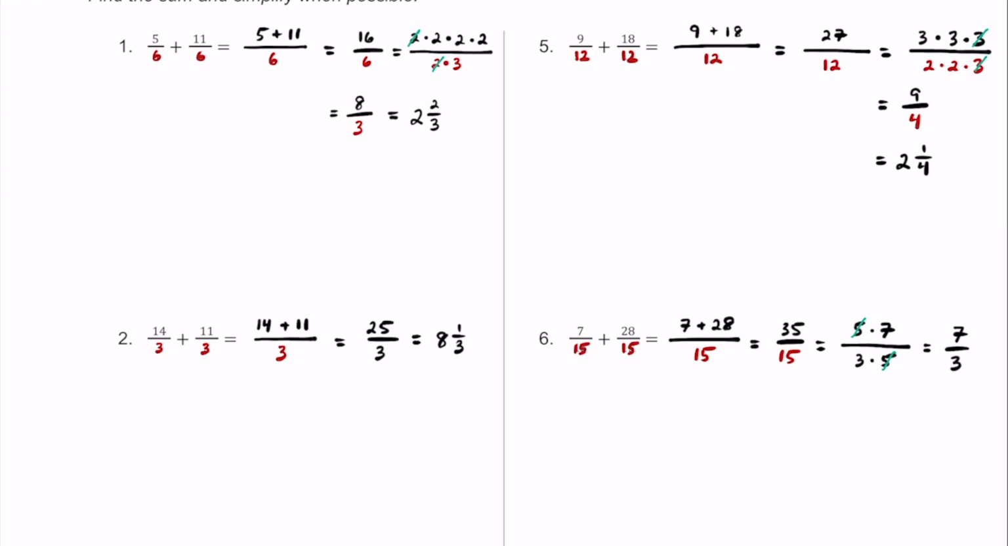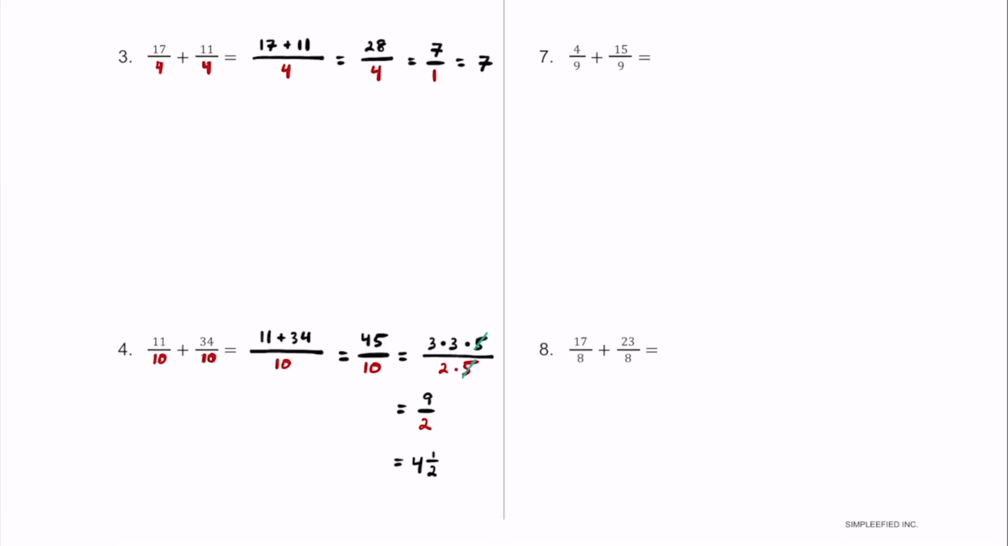Okay, so this would be our final answer as an improper fraction, but we could also write this as a mixed number. So 3 goes into 7 2 times. 3 times 2 is 6, with 1 away from 7, so that's going to be a remainder of 1. So 2 and 1/3 would be also our answer written as a mixed number instead of an improper fraction. Let's go ahead and see what else we got here.